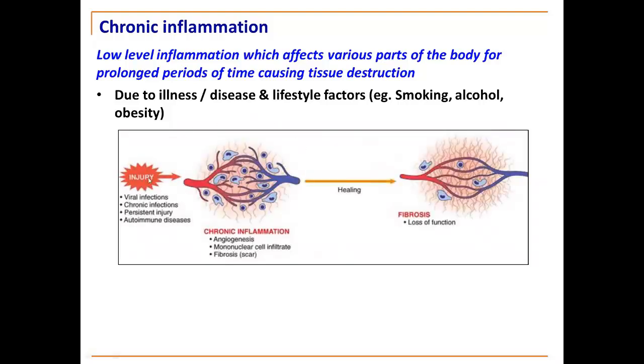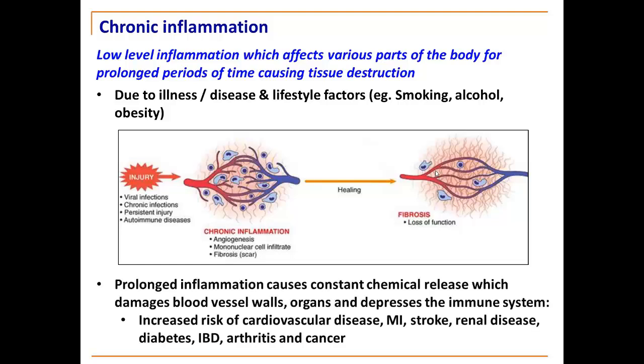So when you get this injury, whatever that injury might be, so because of viral infections, chronic infections, injuries, autoimmune disease, or these chronic factors, can lead to chronic inflammation with angiogenesis, your macrophage infiltration, and your scar tissue buildup. And as they start to heal, you get the fibrosis, and therefore as your tissues have now fibrosed, they're losing that function. So long-term inflammation can obviously significantly impact your quality of life, increase your risk of developing serious illness, as well as affecting your mental health.